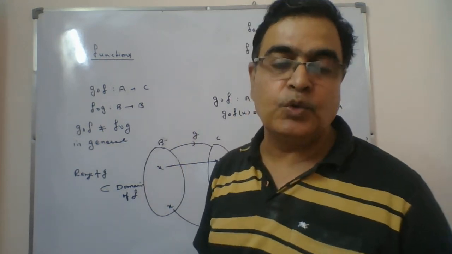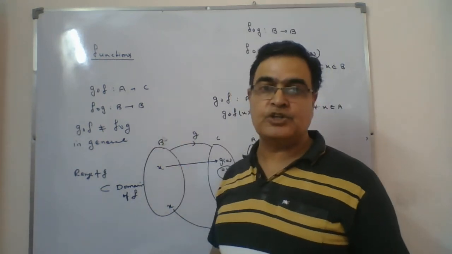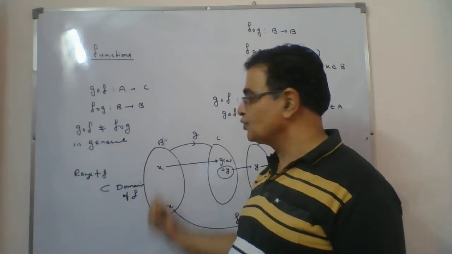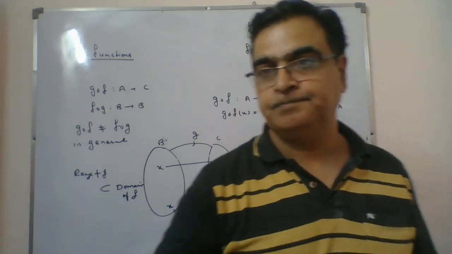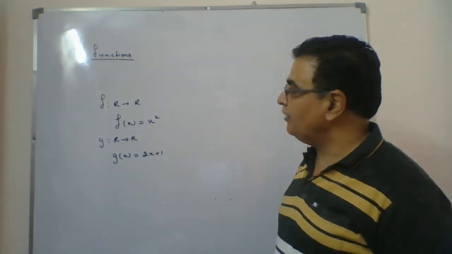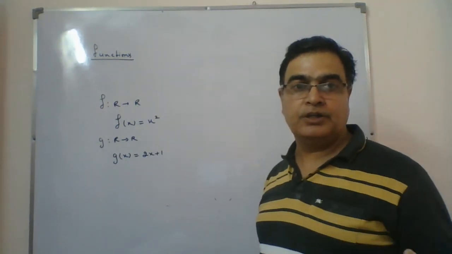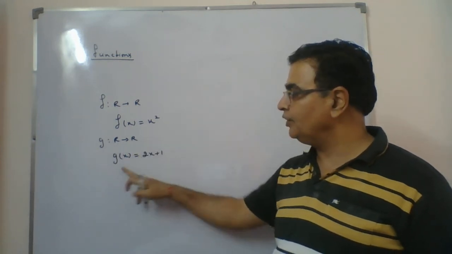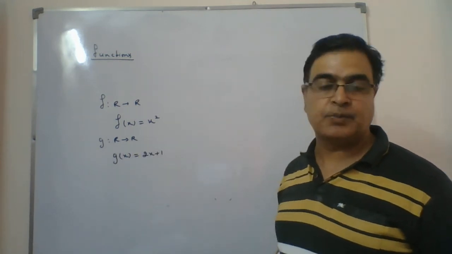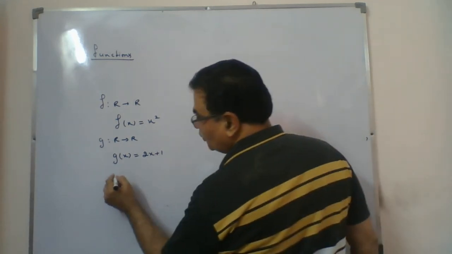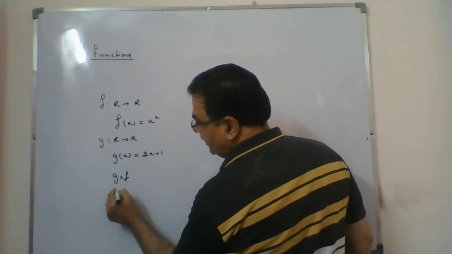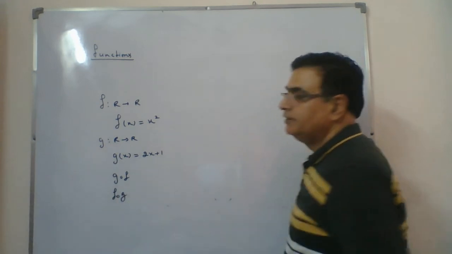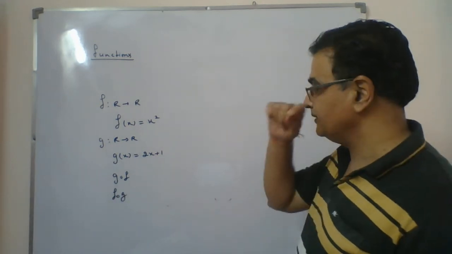Now how are we going to get the composition of functions when two functions are given? How to solve it, I'll just show that. This is the question we have. f is a function going from real to real, f of x is x square. g is going from real to real, g of x is 2x plus 1. My question is to find g composition f and f composition g. These are the two questions they are asking.